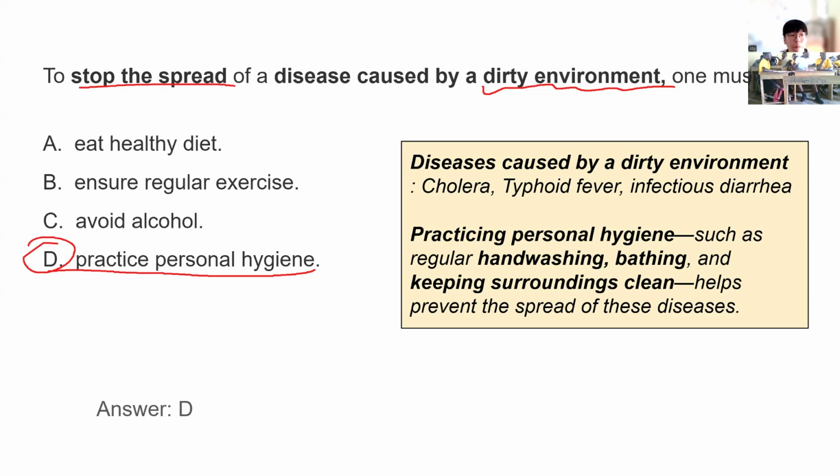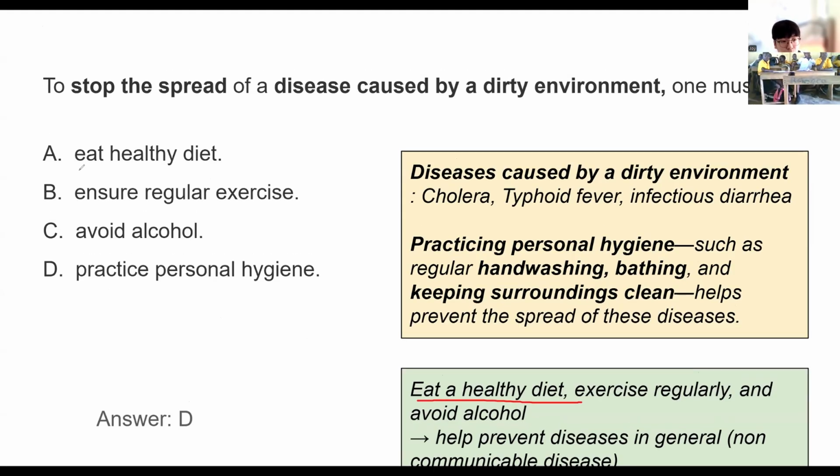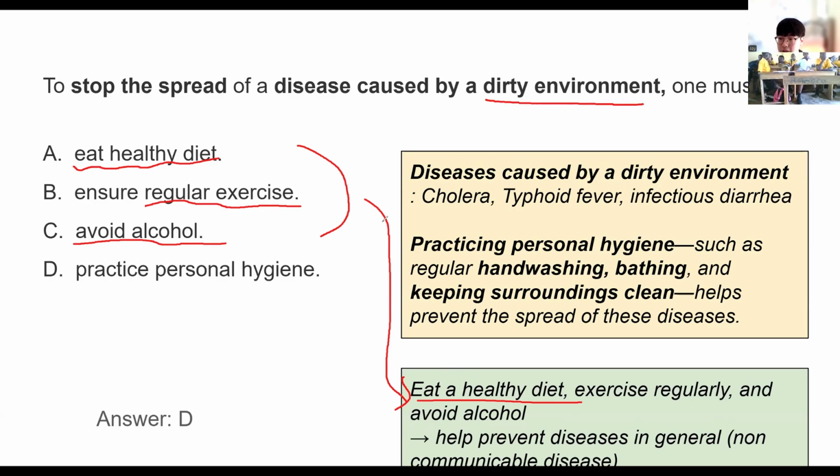Okay, let's look at the other answer choices too, like eating a healthy diet. So you might be wondering, why is that not correct? Things like maybe regular exercise and avoiding alcohol help prevent diseases in general, but specific to the dirty environment, the best thing to do is practicing personal hygiene. So that's why D is the answer.